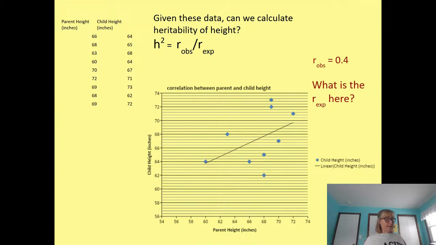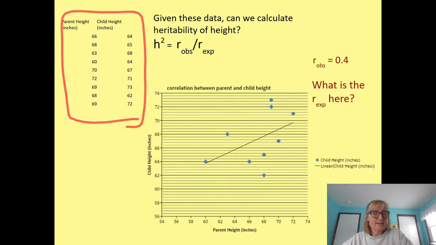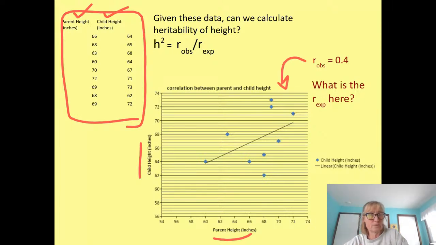Suppose we're looking at height between parents and children. All right. So we go out and we collect a population of data, and we get parent height and child height, and we put parent height on the x-axis, child height on the y-axis, and we come up with a correlation. And we go, okay, our observed correlation is 0.4. That's our observation, that they're pretty correlated, right?